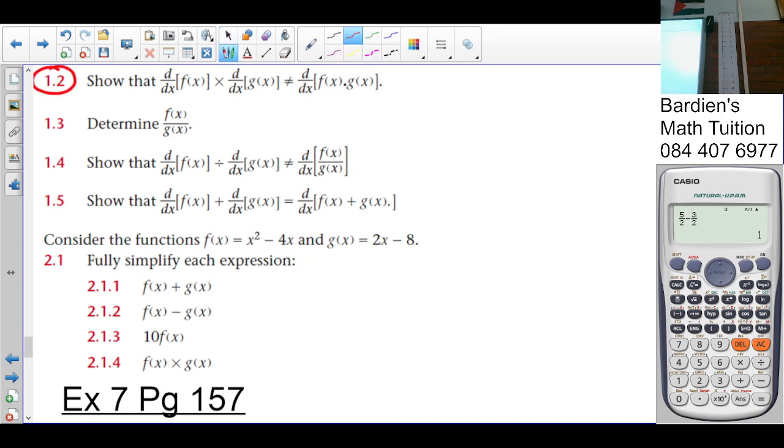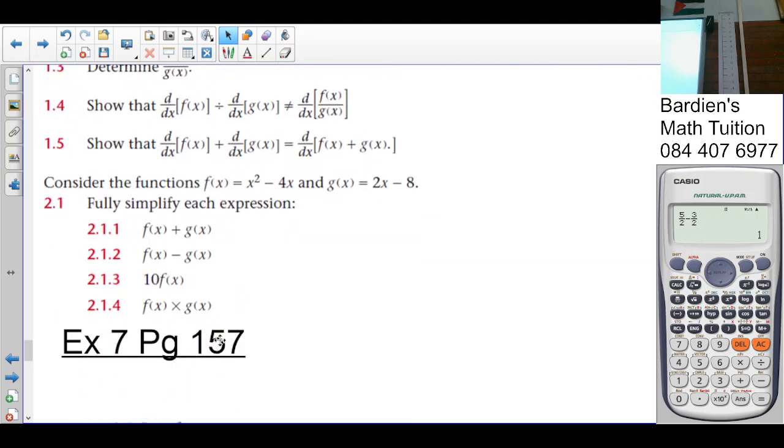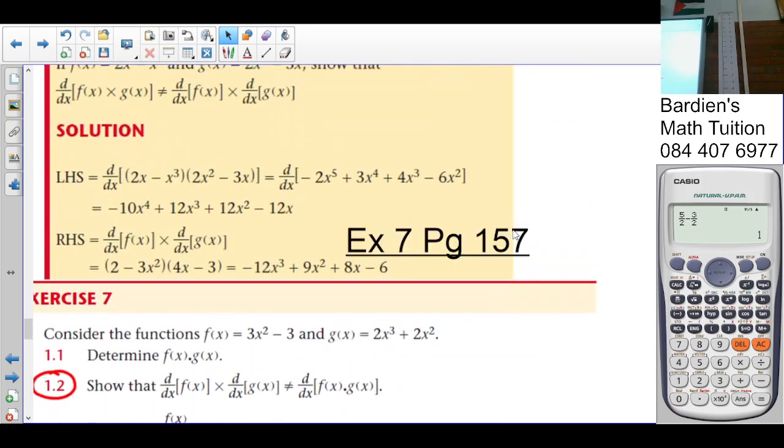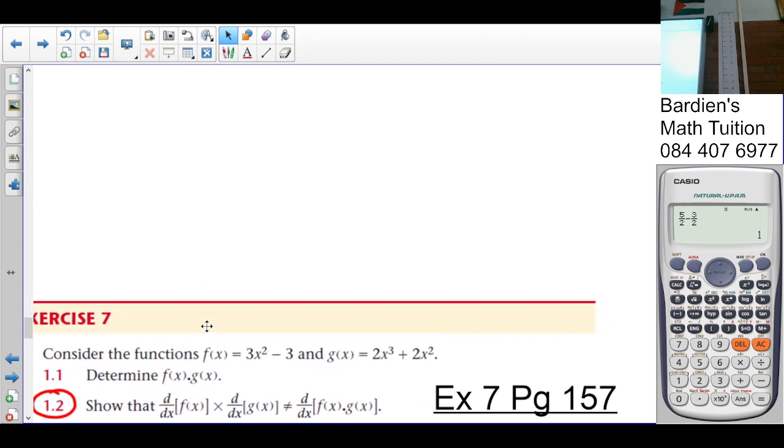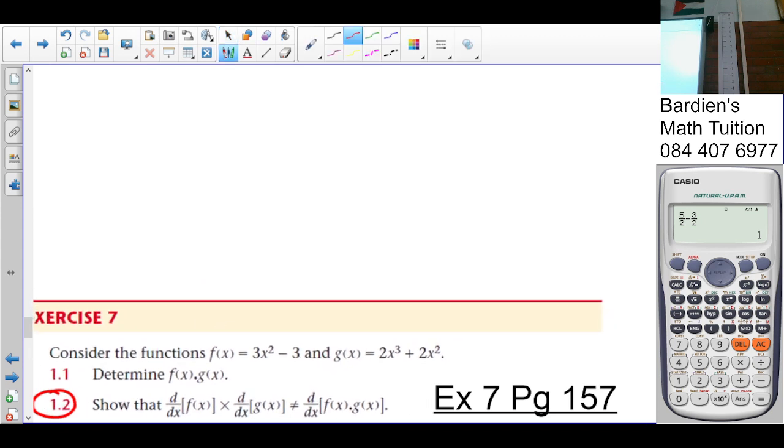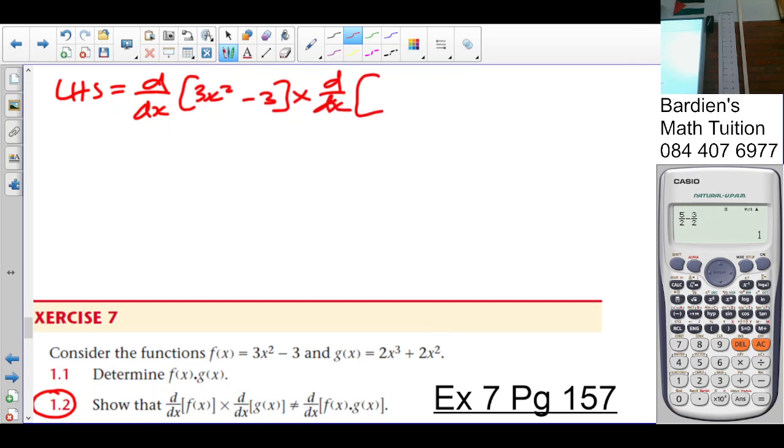It says show that, okay, so it's a left and right hand side story. However, I need to know what f of x and g of x is. Okay, put this at the bottom. Take this out. Okay. So, on the left hand side of the equal sign, we have the derivative with respect to x of f of x. What is f of x? 3x squared minus 3 times the derivative with respect to x of g of x, which is 2x cubed plus 2x squared.